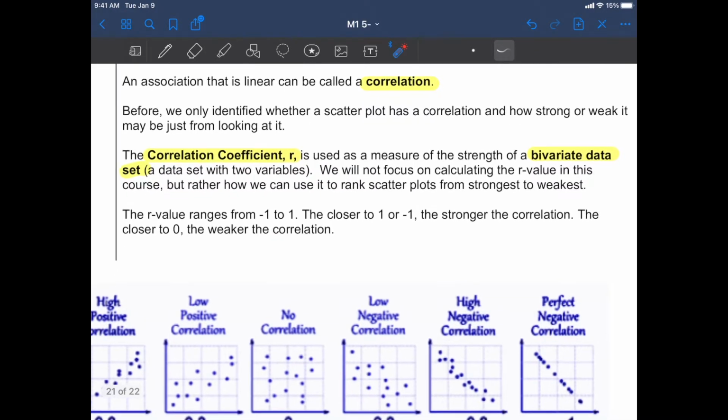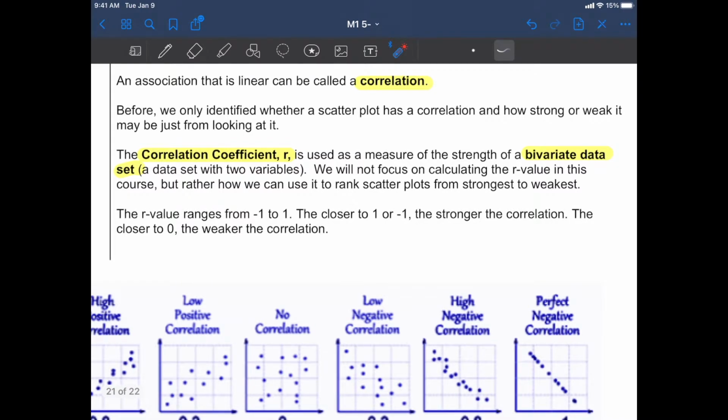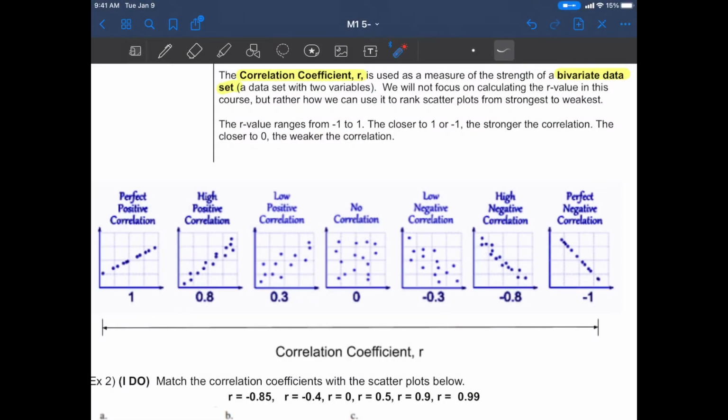So the R value ranges from -1 to 1. The closer to 1 or to -1, the stronger the correlation. The closer to 0, the weaker the correlation. All right, so let's look at all of these. So here is an R value of 1. Notice that if I were to draw a line of best fit, it will go through every single data point. So we will call that a perfect positive correlation.